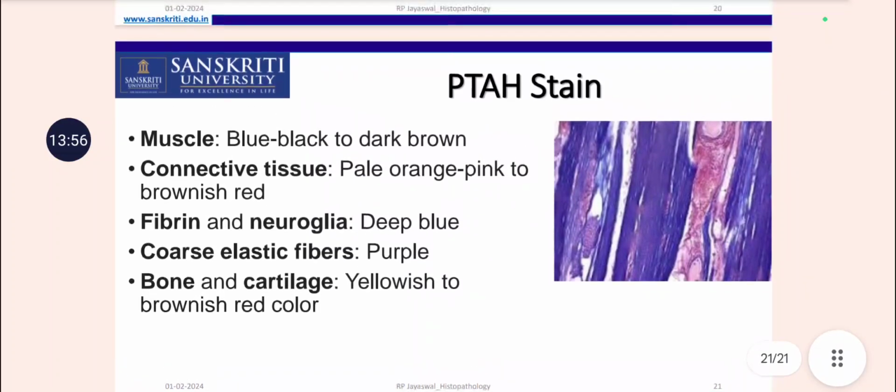So here we completed the connective tissues and their staining methods. Thank you for listening.